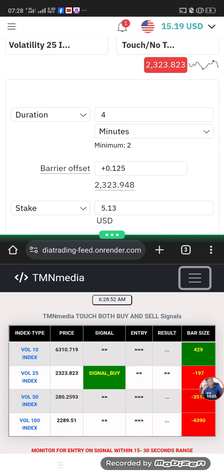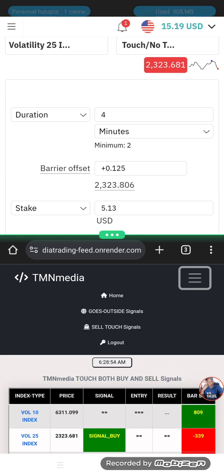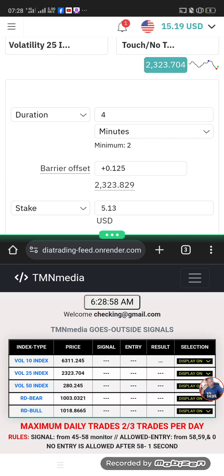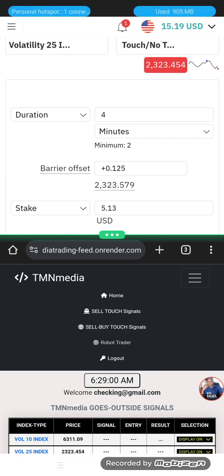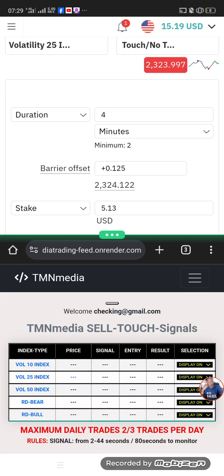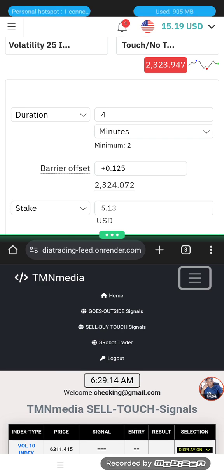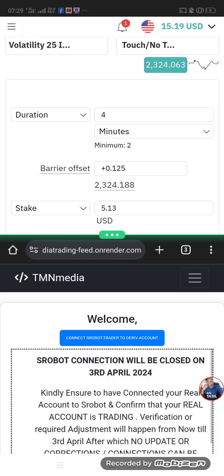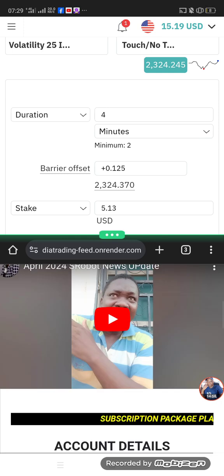Just a minute. Once I connect the SROBOT to it, okay, now this is the robot trader, right? Once I connect bulk account to it, then it doesn't seem to work again. Okay. One small update, boom, everything changes.